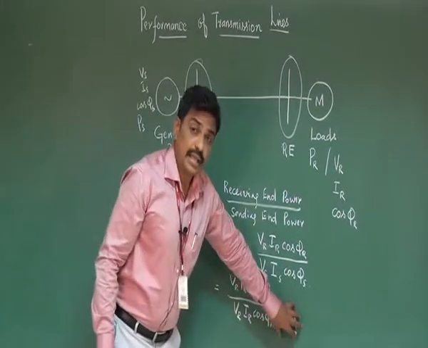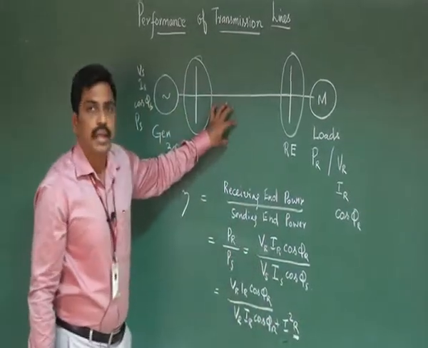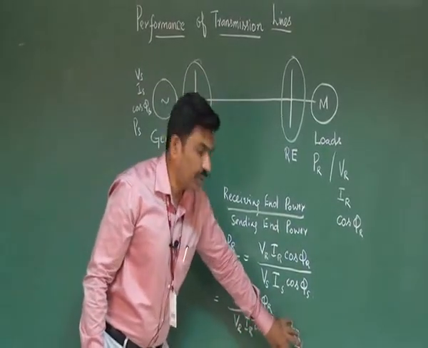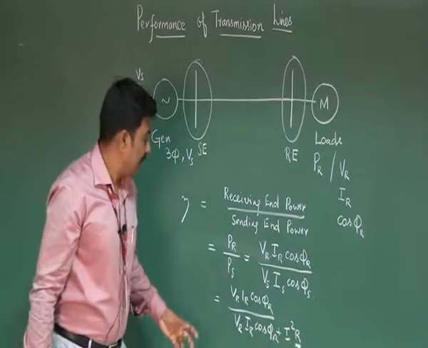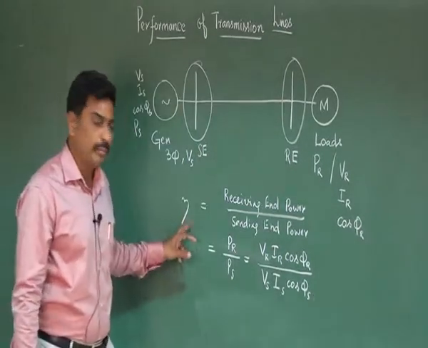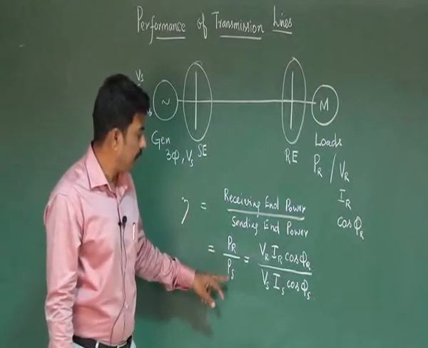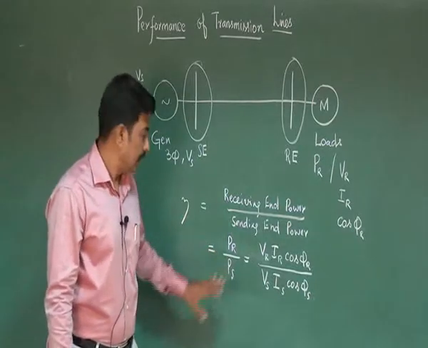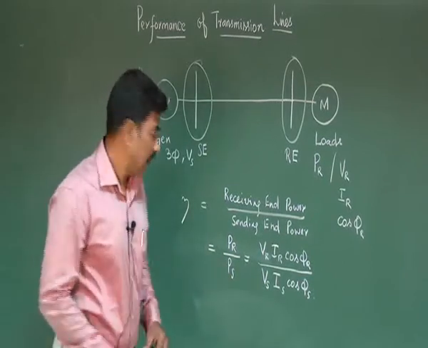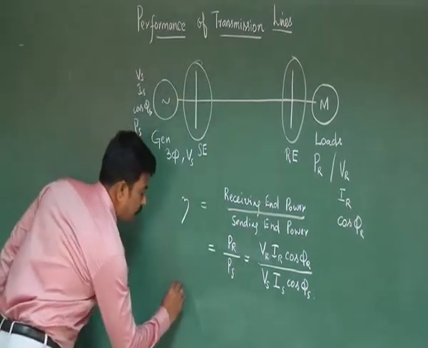Losses are actually because of transmission line parameters. Once you know the value of R, it is very easy to determine the efficiency, from the ratio of receiving end power and sending end power. Keeping this point in your mind, next we will discuss regulation, voltage regulation.